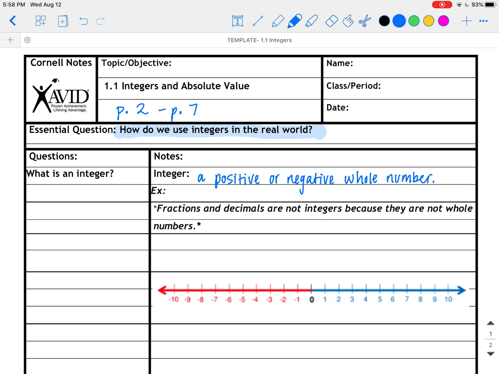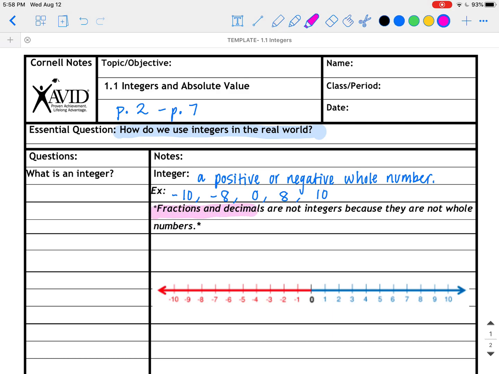And let's think of some quick examples of integers. Really, it could be any positive or negative whole number, but let's just think of a few. How about negative 10, negative 8, 0, 8, and 10. Those are a few examples of integers.